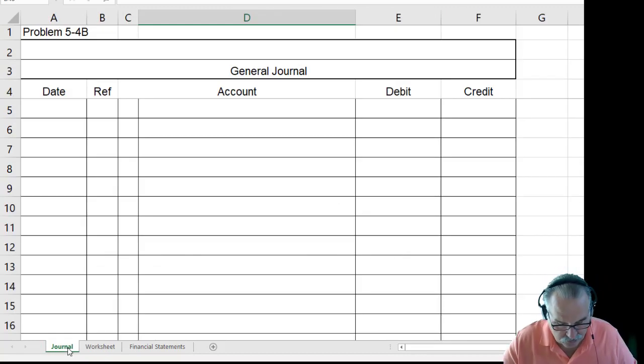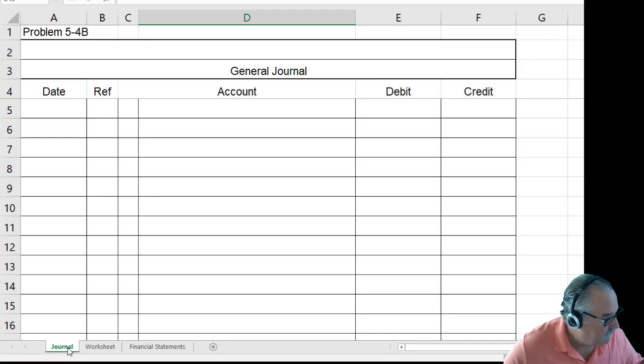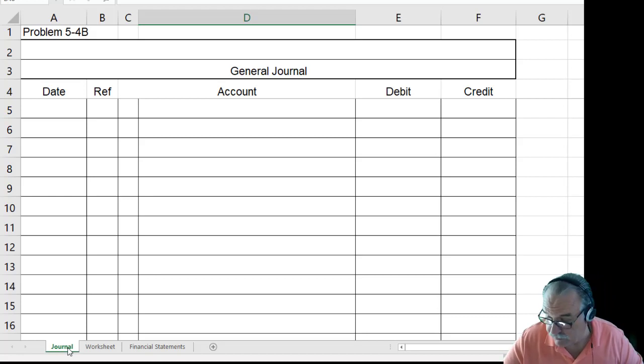So the first journal entry is for supplies. It says, and this is on page 160, item A, supplies were purchased on June 1st. Inventory of supplies on June 30th showed a value of $12,000. Inventory of supplies means that we went out and counted them, and that's how much was left.